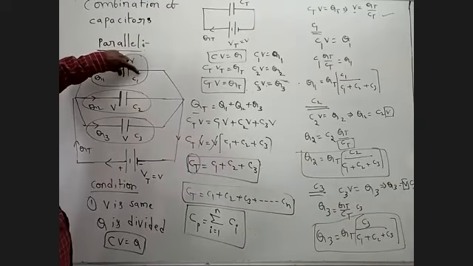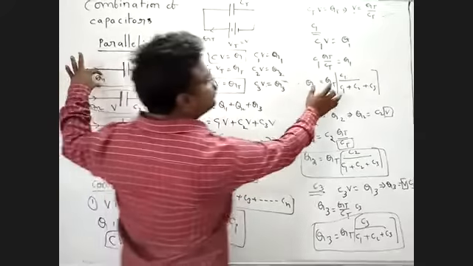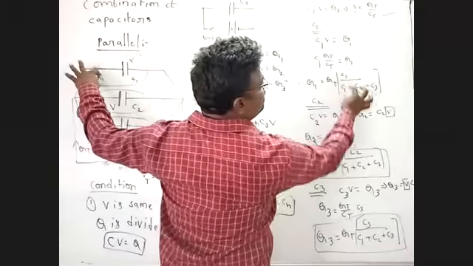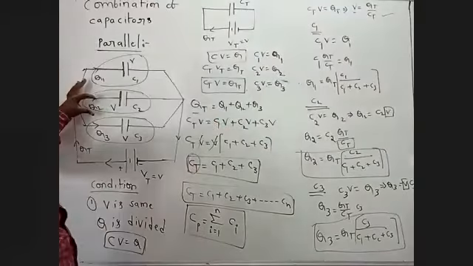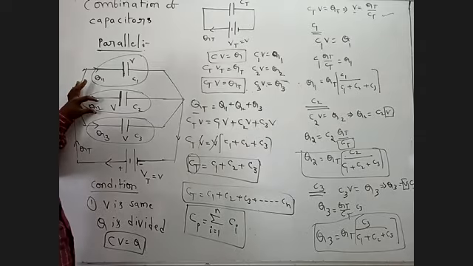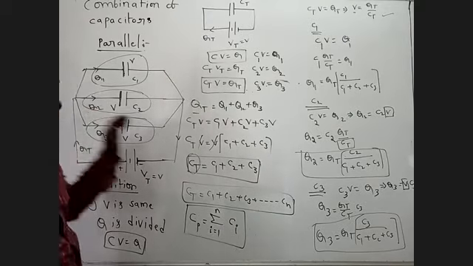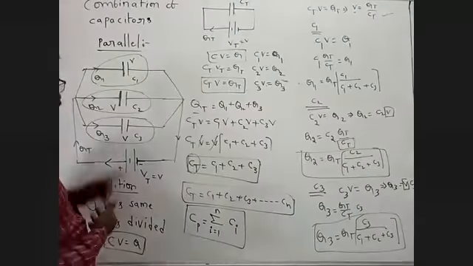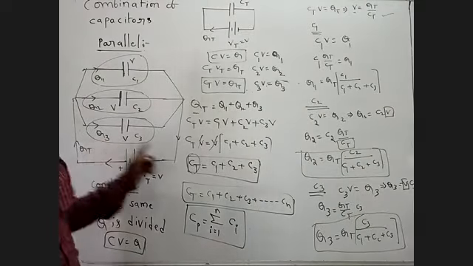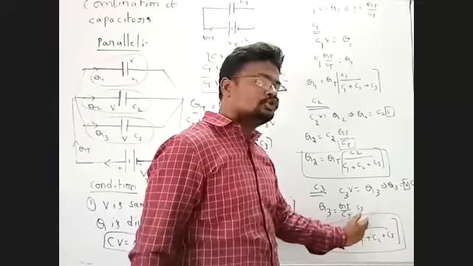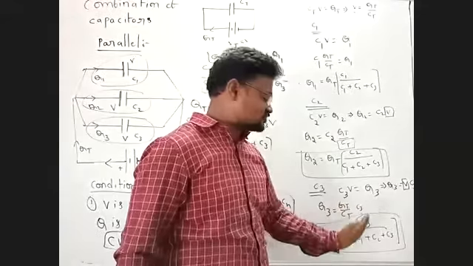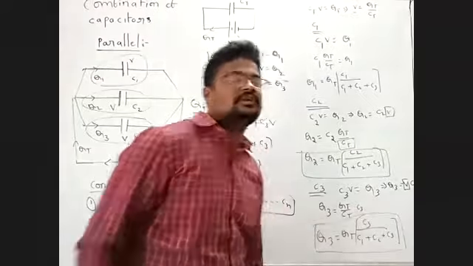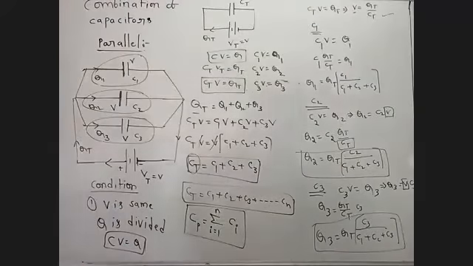So for the C1 capacitor, what is the charge value? Directly you can use this formula: Q1 is equal to Q total C1 by C1 plus C2 plus C3. Next, charge across C2 capacitor is Q2 is equal to Q total C2 by C1 plus C2 plus C3. Next, charge across C3 capacitor is Q3 is equal to Q total into C3 by C1 plus C2 plus C3. You can directly take the formulas and solve the problems very easily.